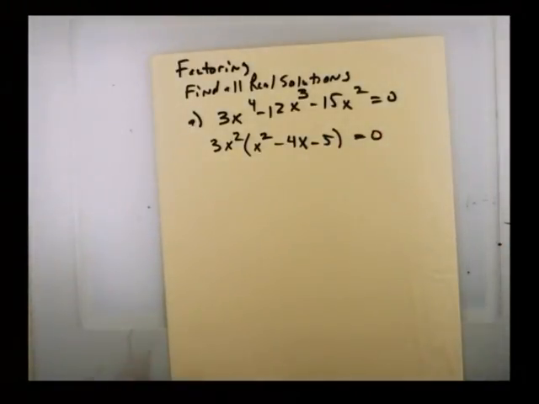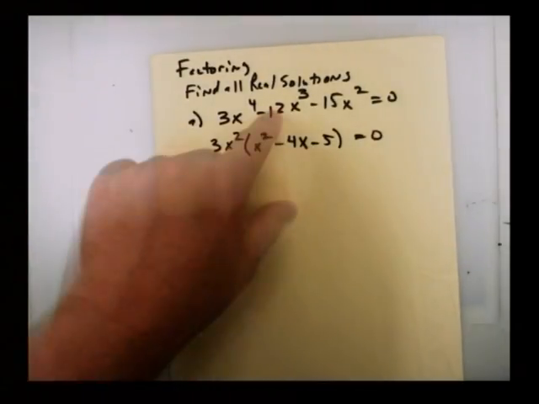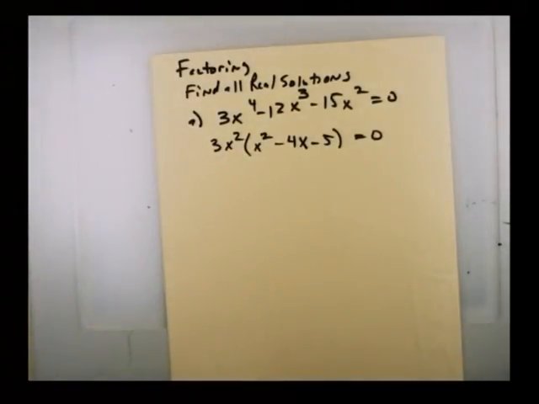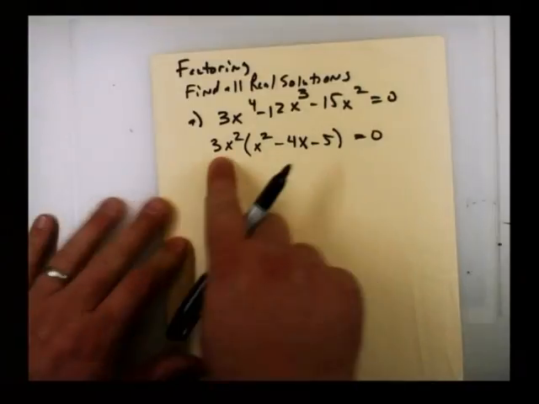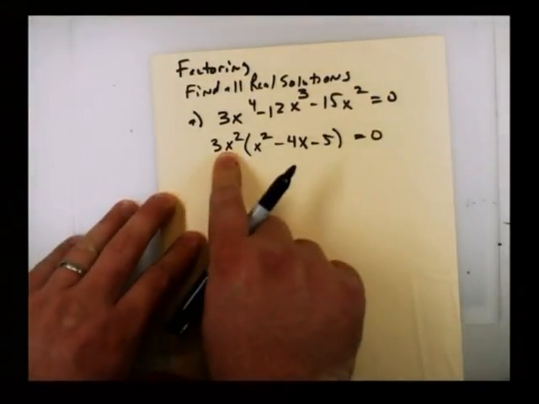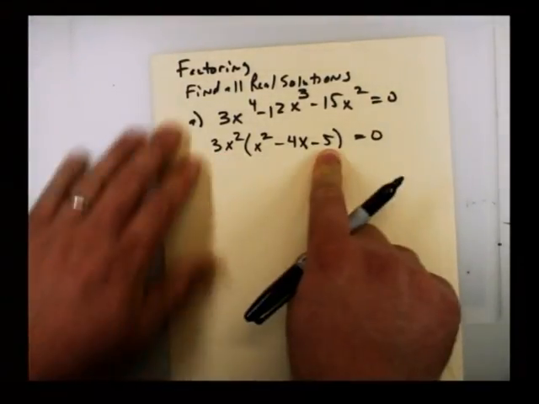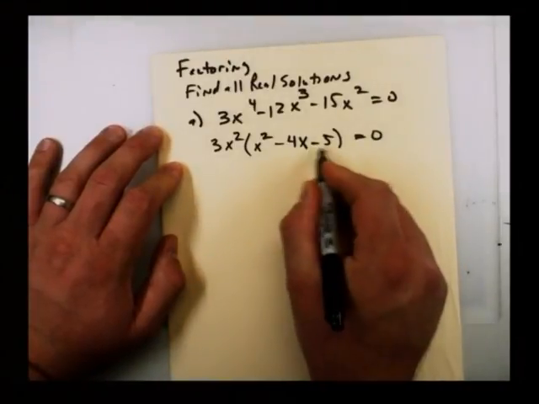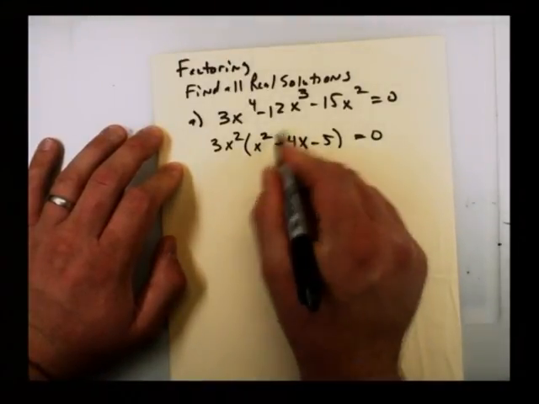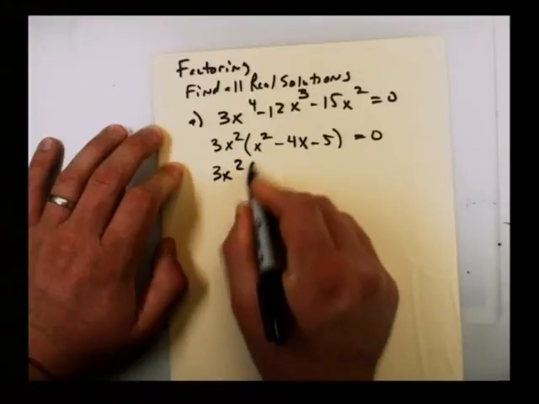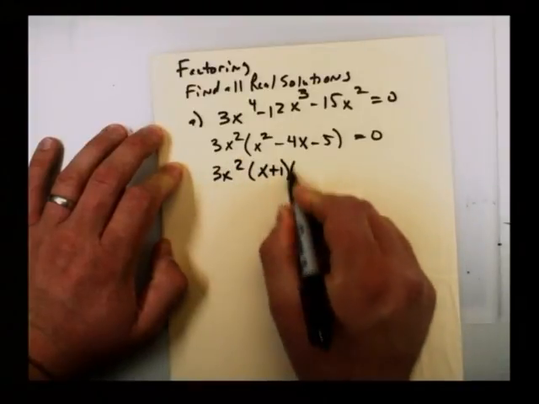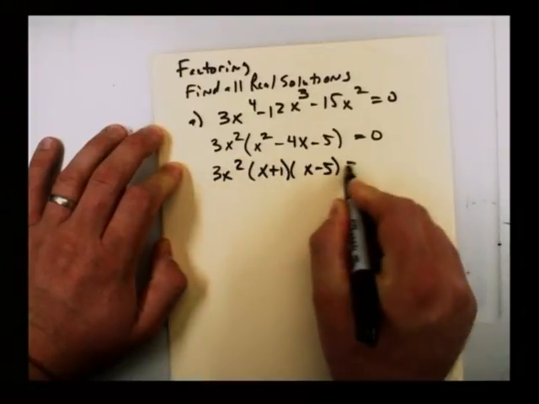Again, if you want to check your work on this, multiply back on through. You get your original problem out. This is the nice part. We're just going to leave it alone for right now. Take everything else, what's inside. How can we factor that? What multiplies to negative 5 and adds to negative 4? Well, that'll be x plus 1, x minus 5.